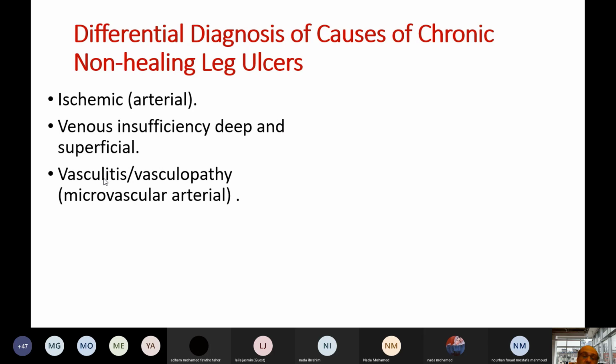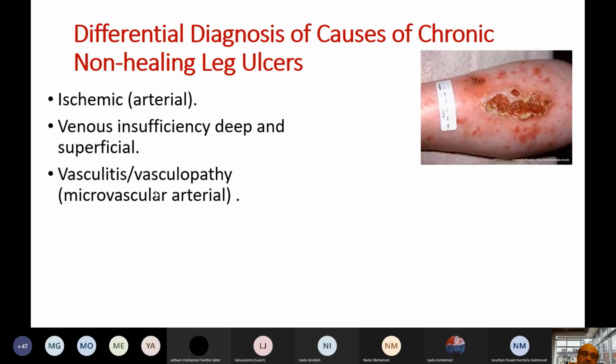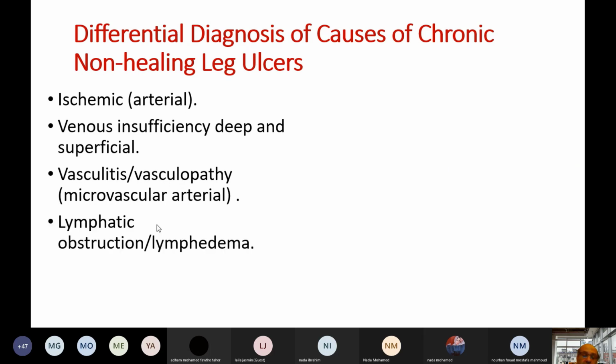The ulcer also could result from something like ischemia, but ischemia on the capillary level, which is called vasculitis. Vasculitis is an autoimmune disease that affects the capillaries, resulting in inflammation, and hence inflammation of the blood vessel leads to occlusion of the capillaries, and hence the ulcer. The treatment of this vasculitis or vasculopathy is by high doses of corticosteroid.